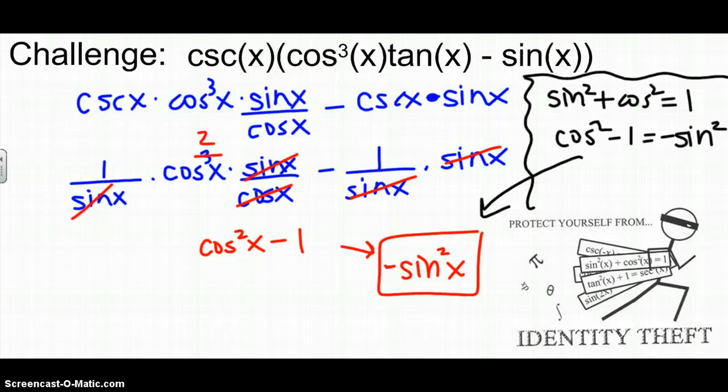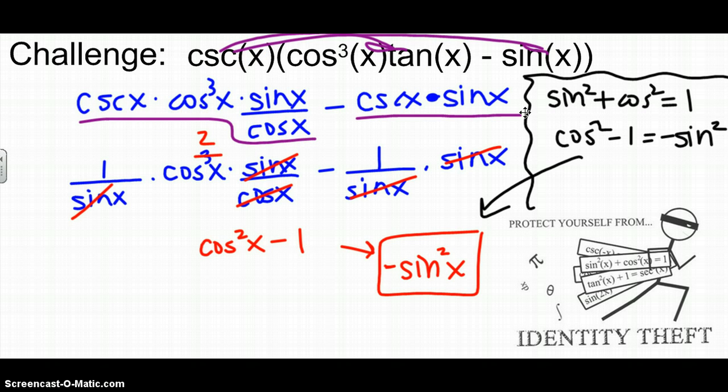Alright, if you stuck it out for the challenge, I distributed cosecant into this first term, right here, and I distributed it to the second term, right here. Then I went through, changed things to sines and cosines, just because I kind of got stuck, didn't know what else to do. A sine and a sine cancel. One of my cosines will cancel, so I'm left with cosine squared. Sine and sine cancel, I get a minus 1.